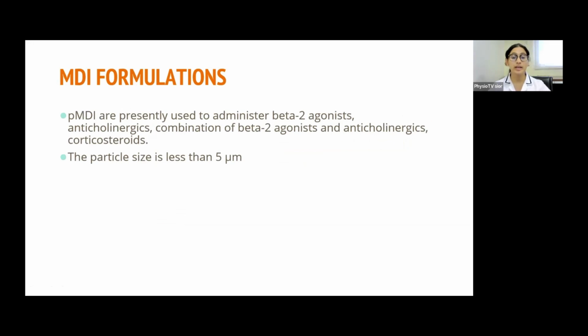Then talking about MDI formulations. PMDI are presently used to administer beta-2 agonists, anticholinergics, combination of beta-2 agonists and anticholinergics, and corticosteroids. Usually, the particle size of any of these formulations is less than 5 micrometers, which makes the drug delivery through this device very easy and effective.